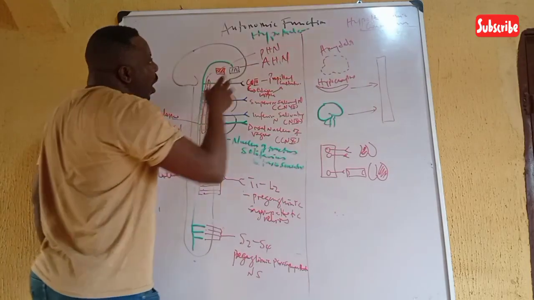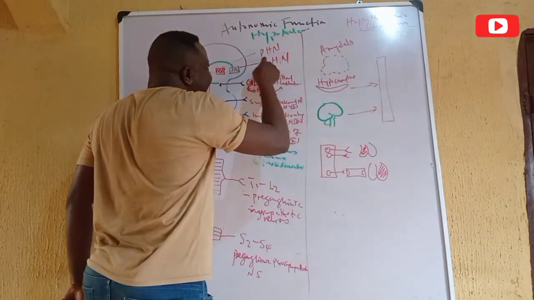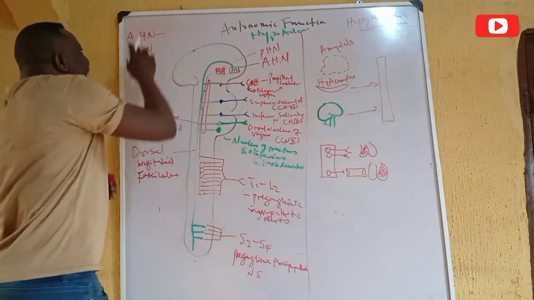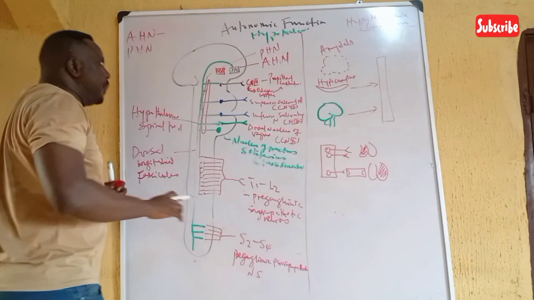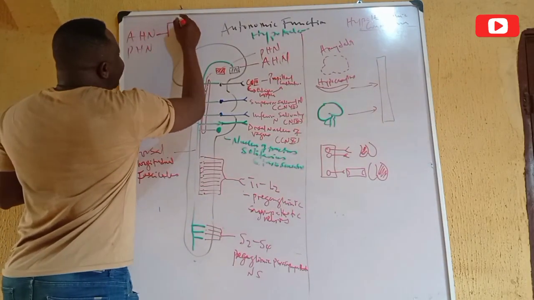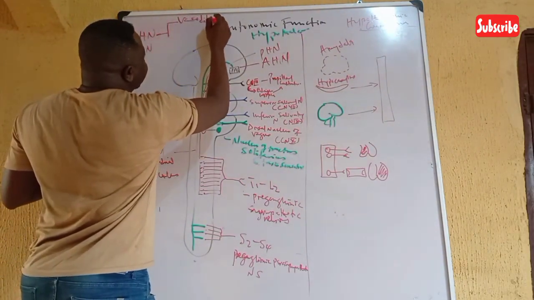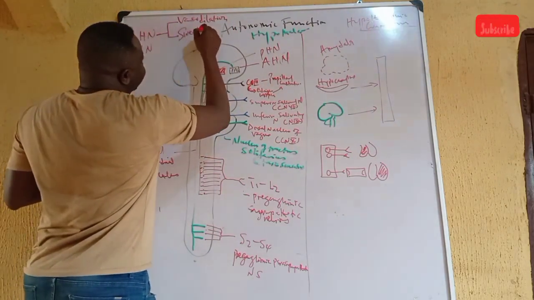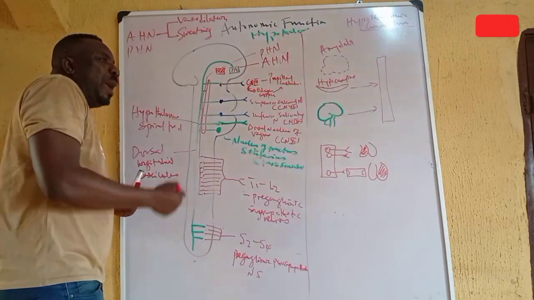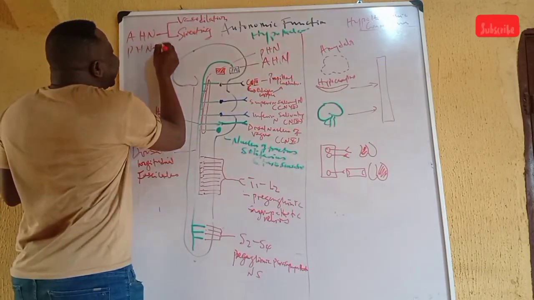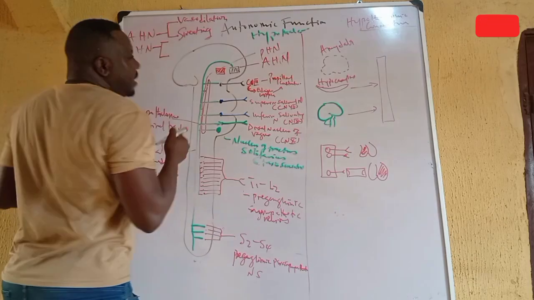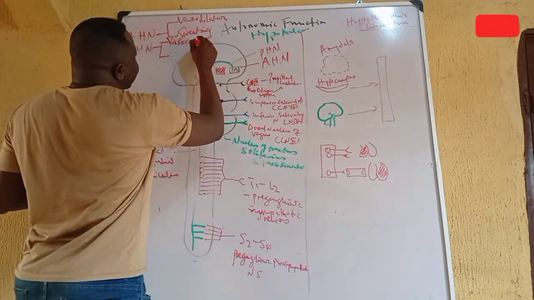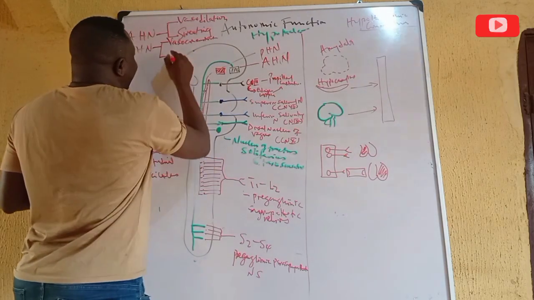Now, another function of the anterior hypothalamic nucleus and the posterior hypothalamic nucleus is that they are involved in thermoregulation. The anterior hypothalamic nucleus decreases temperature, and it does that by vasodilation and also by sweating. The posterior hypothalamic nucleus increases temperature, and it does that by vasoconstriction and by shivering.